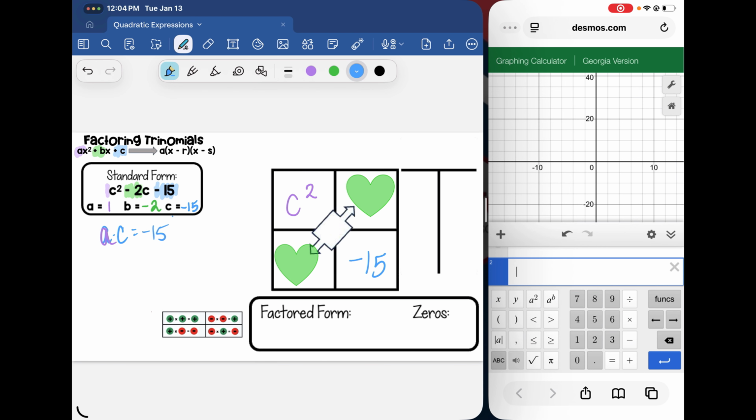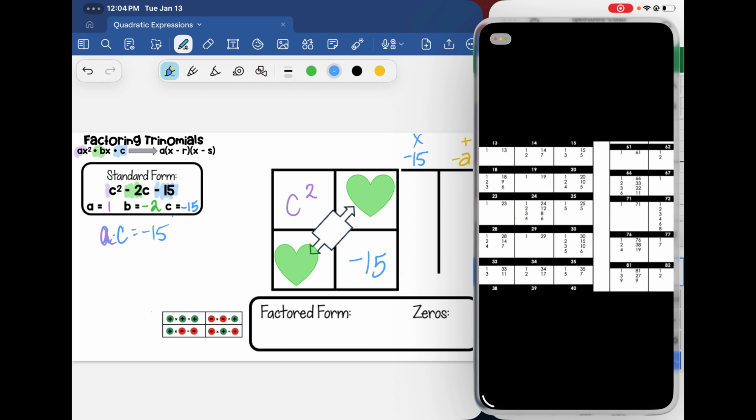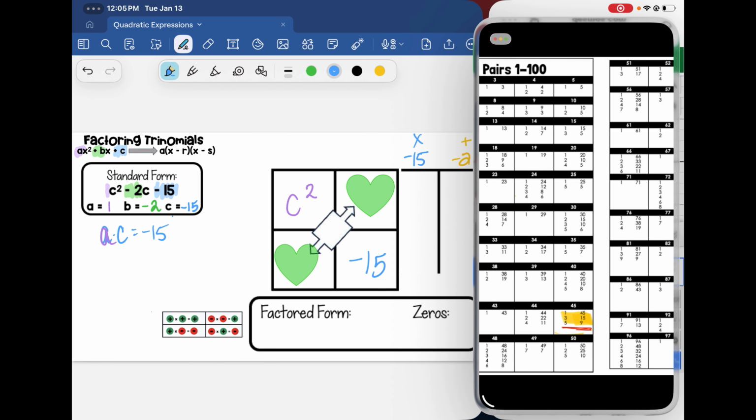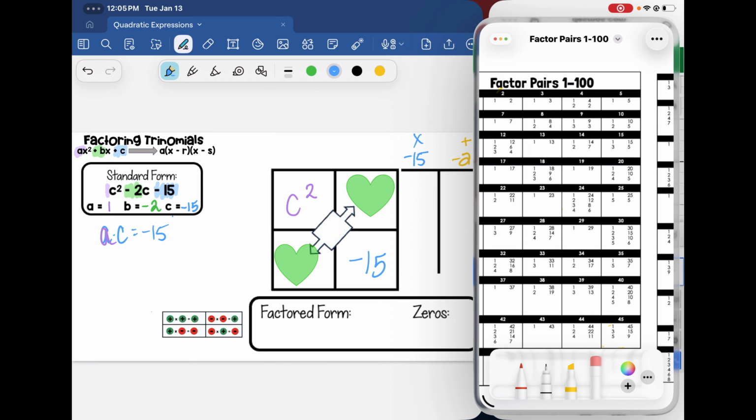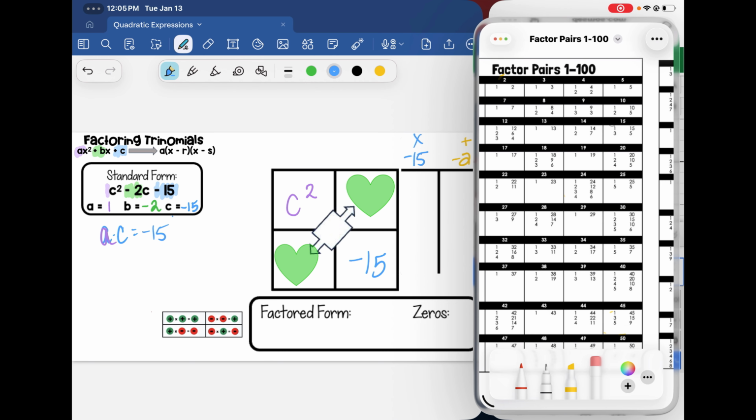So I want to multiply to negative 15, but I want to add up to negative 2. Add to negative 2, multiply to negative 15. So I'm going to get my handy dandy factor sheet. And what number are we going to find on the factor sheet? 15. So I'm looking at these numbers right here. Factors of 15. I have 1 and 15, but I want it to multiply to a negative. So how would we rewrite that? 1 times negative 15 or negative 1 times positive 15.